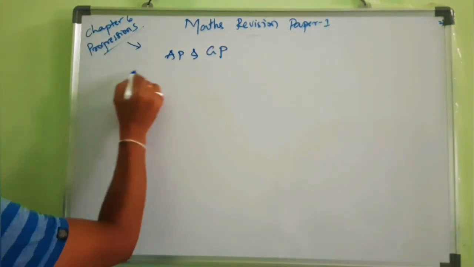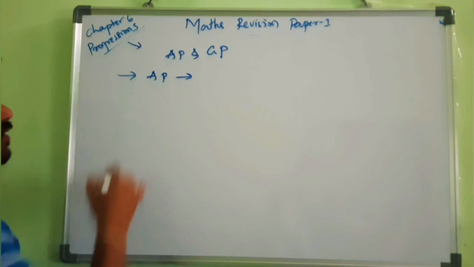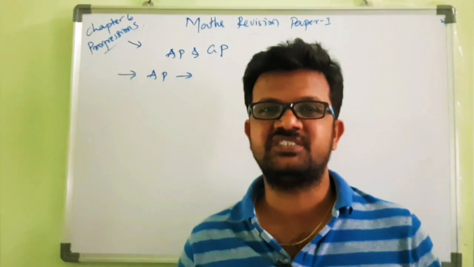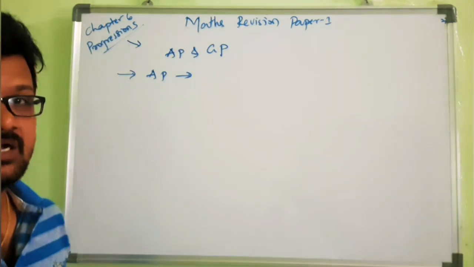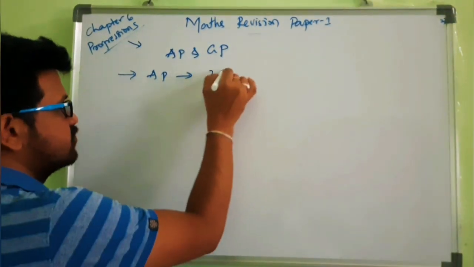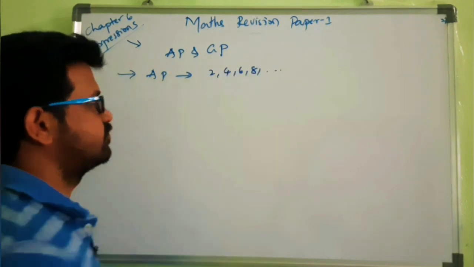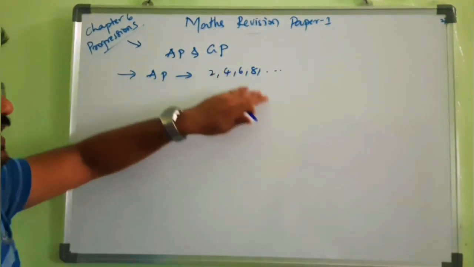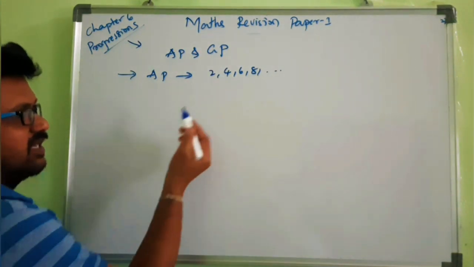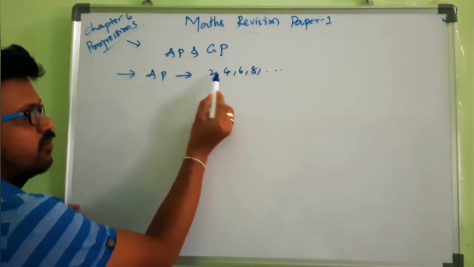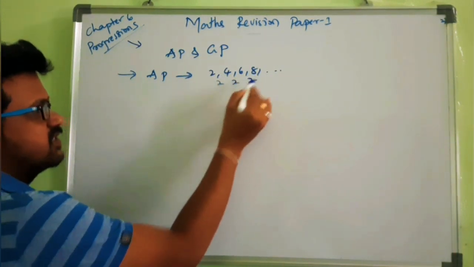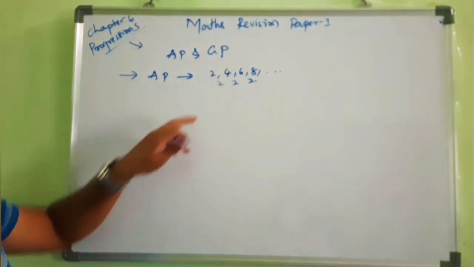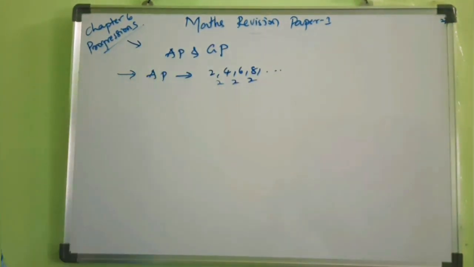First one, AP, nothing but arithmetic progression. If there is a common difference between successive terms, then the given progression is called arithmetic progression. For example, 2, 4, 6, 8, and so on. Is this AP? Yes. Why is it AP? The difference between successive terms 2 and 4 is 2, 4 and 6 difference is 2, and 6 and 8 difference is 2. There is a common difference, that common difference is 2. That's why it is arithmetic progression.